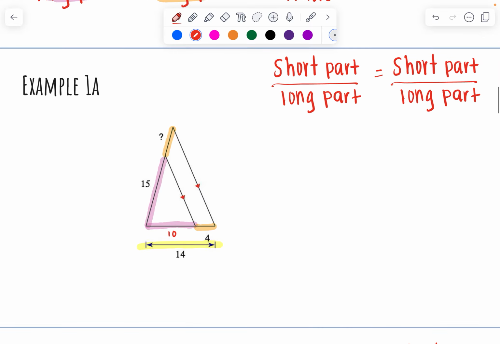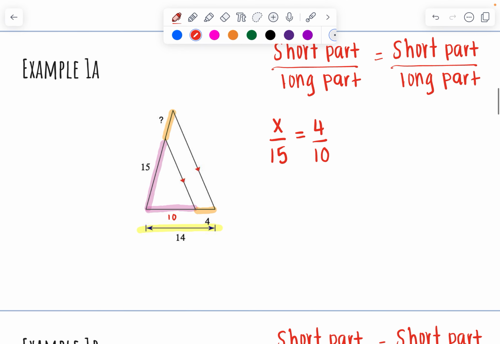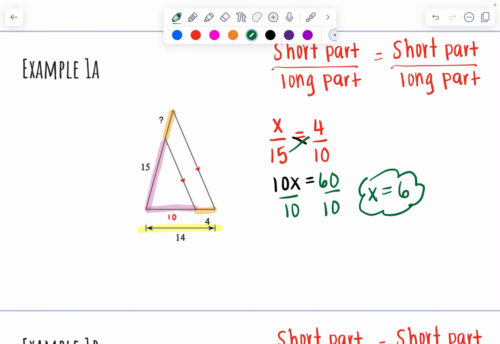So we're going to do short part over long part equals short part over long part. I'm going to start with my left side. The short part is x. The long part is 15. On the bottom, the short part is 4 and the long part is 10. So solving this, 10 times x is 10x. 15 times 4 is 60. And if we divide both sides by 10 here, we'll get that x is 6.